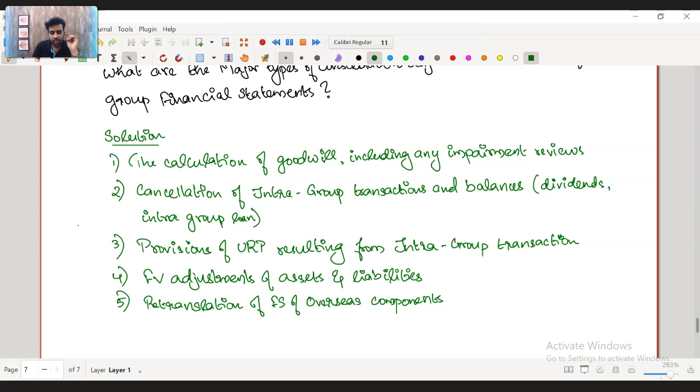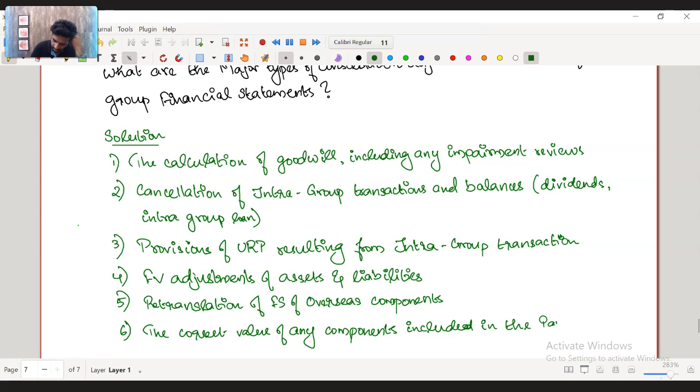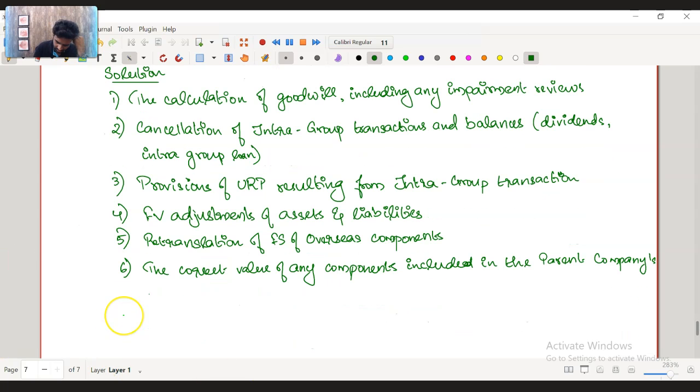Then the correct value of any components included in the parent company's financial statements. So the correct value of any components which are included as part of the parent company's financial statements.